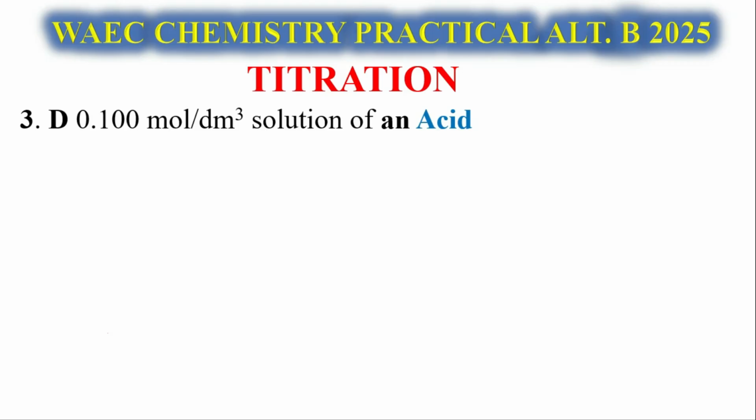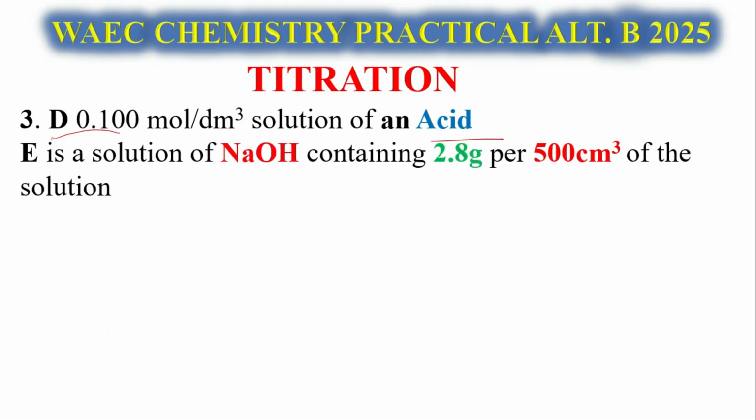Question number 3, we are moving very fast. D is 0.100 mole per dm³ of an acid. This acid is not given. You don't know whether it's HCl or not. And E is a solution of NaOH, 2.8 gram per 500 cm³.